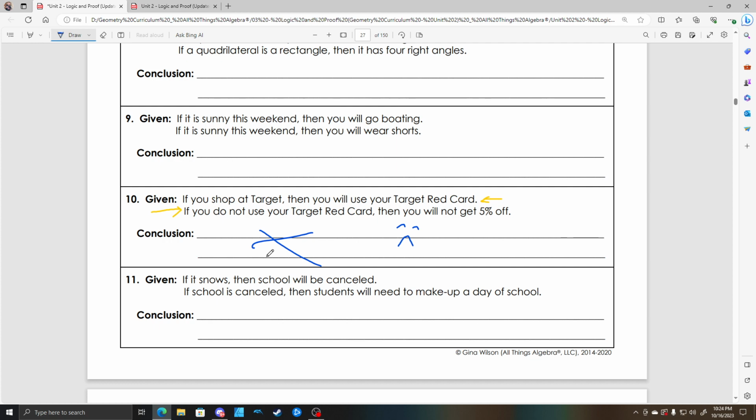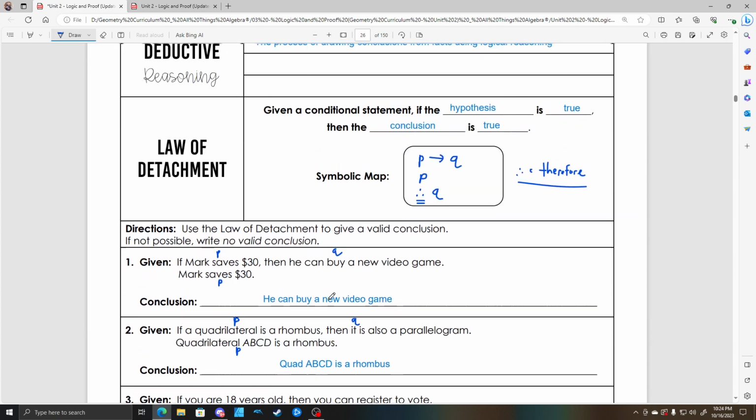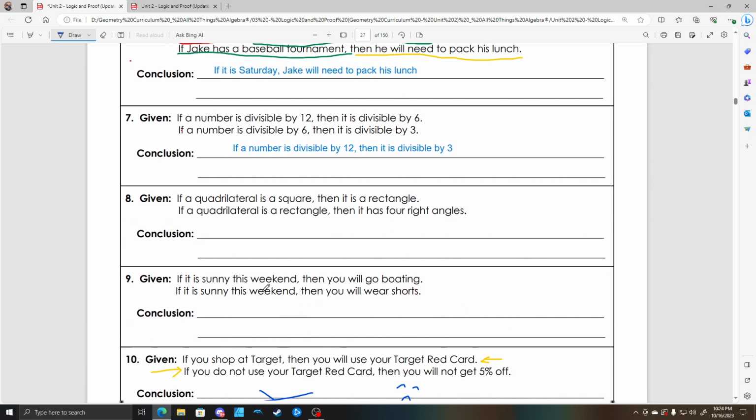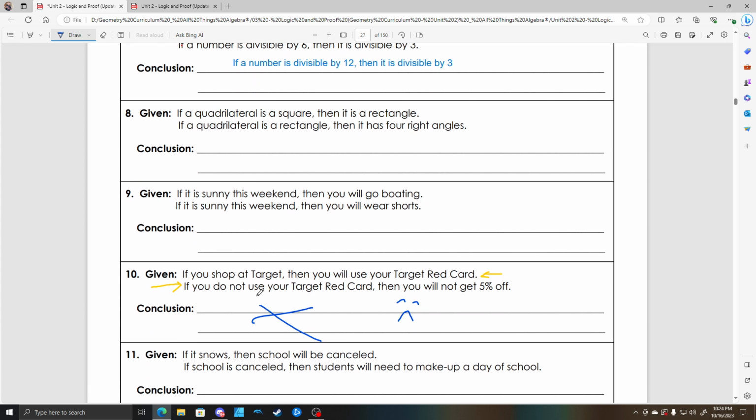All right. Well, yeah, so that is the law of syllogism and the law of detachment, the two logical ways that we can make deductive reasoning. If you are doing well, then go ahead and work on your exit ticket. Otherwise, there's a few more problems here you can try, and I will see you guys next time.